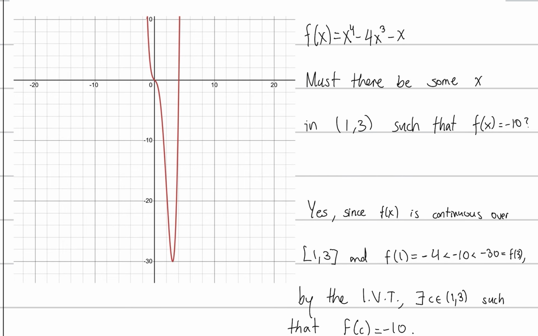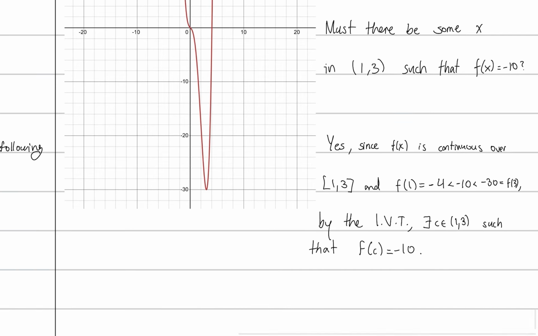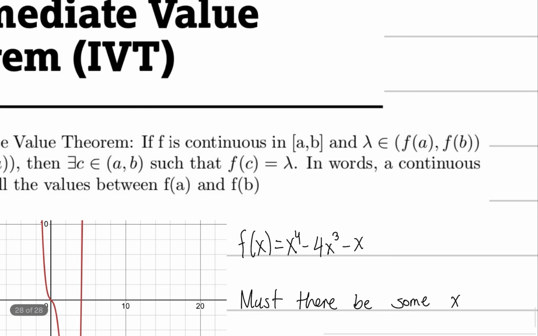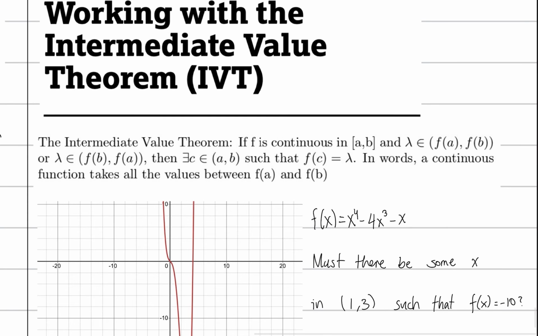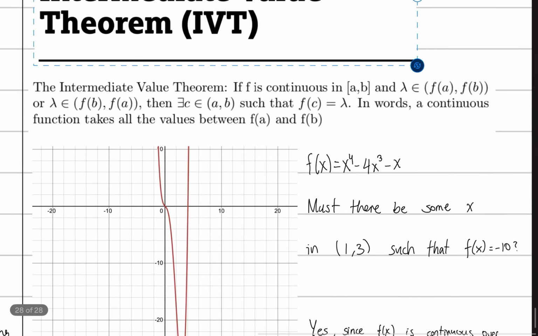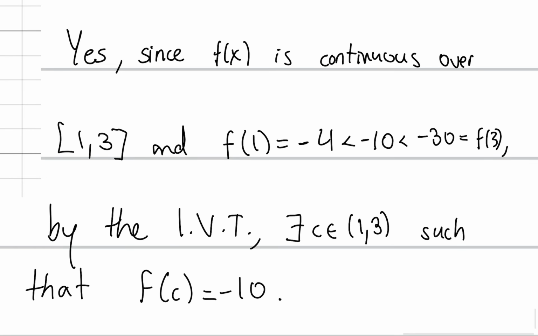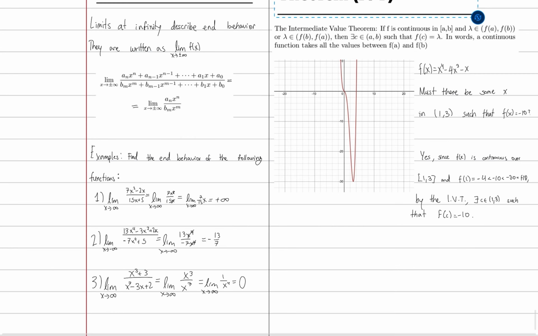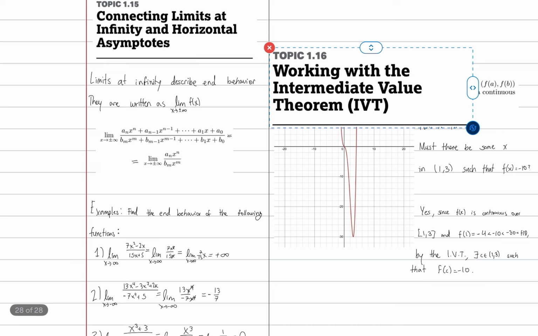So your work should be first evaluating f of 1. F of 1 is negative 4, and evaluating f of 3, which is the other one, which is negative 30. And now from here, we need to have that lambda is a number between f of a and f of b. Is negative 10 between f of a and f of b? And the answer is yes, it is. Negative 10 is between negative 4 and negative 30. So by the intermediate value theorem, there is some number c in that interval, such that f of c is negative 10. And that is a full review of Unit 1, topics 1.1 to 1.16.